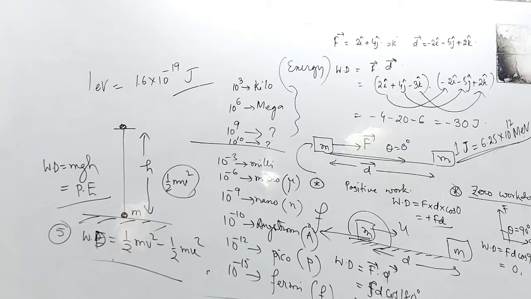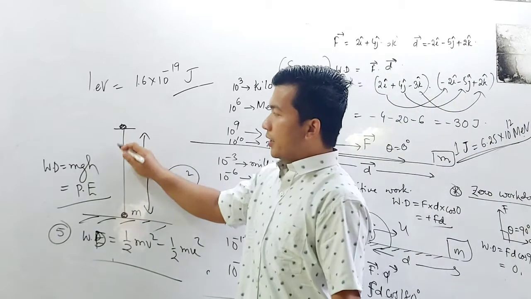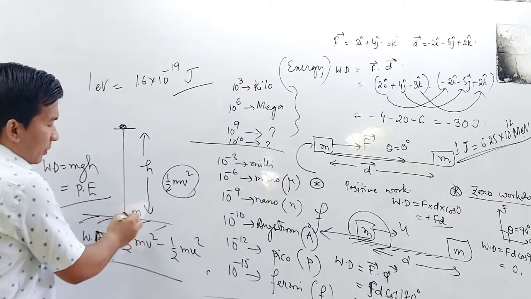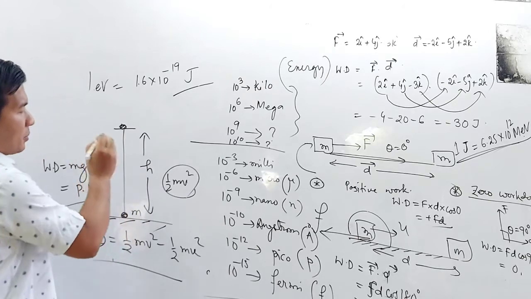There are conservative, non-conservative, and central forces. A conservative force will depend only on the initial and the final position. It will not depend on the path. See here, the gravitational force will be known as a conservative force.